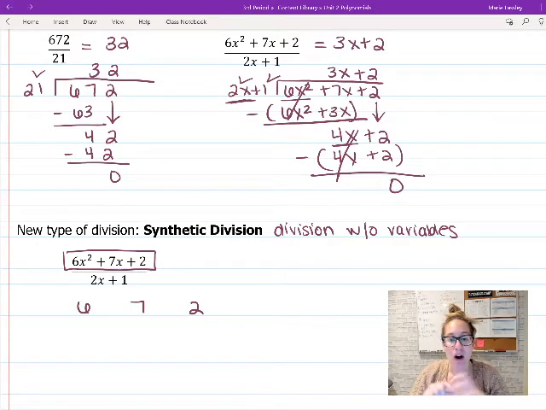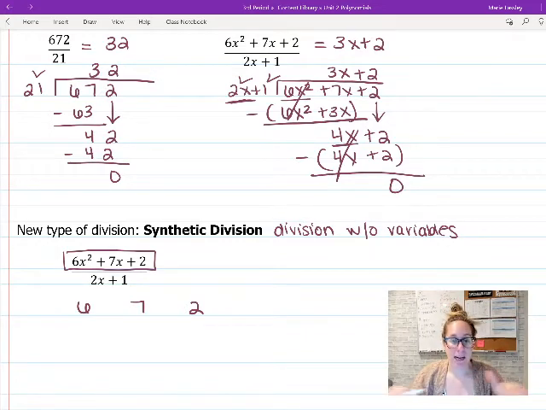So if you skip a term, you're going to have to put a 0 as a placeholder. That goes for long division also. So if you're doing long division and you notice that you skip a term, like maybe it starts with an x cubed, but then it goes to an x and skips over the x squared, you're going to have to put that 0 placeholder in there. Otherwise you won't get the right number.